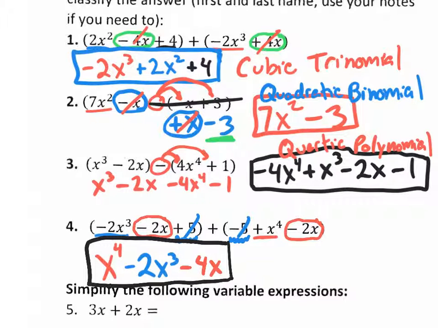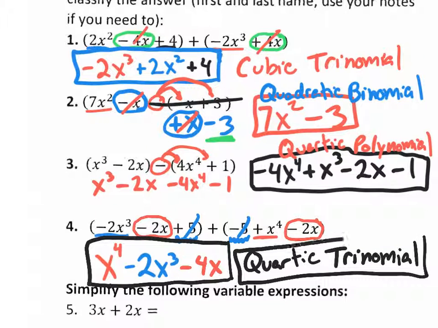And now we need to classify it. First name is based on the degree of 4. What's that first name going to be? Quartic. And how many terms? 3. So what do we say the last name is? Trinomial. And that's it.